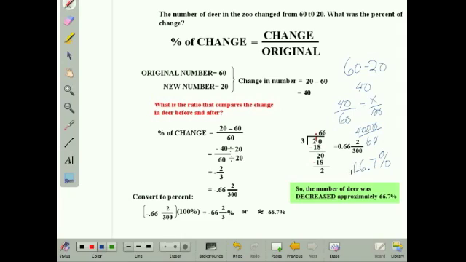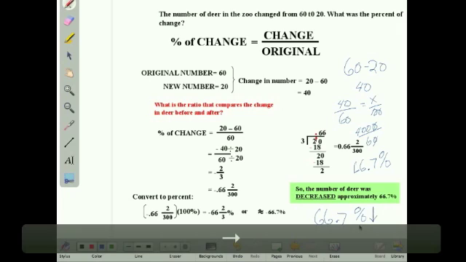It's important to note that it's been a decrease, so my number has gone from 60 to 20. So that's a decrease of 66.7%. And we usually use an arrow going down to indicate decrease, or an arrow going up to note increase.